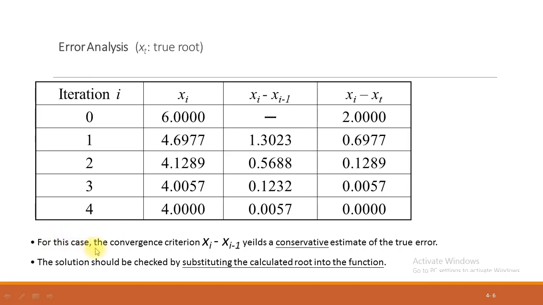For this case, the convergence criterion xi minus xi minus 1 yields a conservative estimate of the true error. The solution should be checked by substituting the calculated root into the given function.